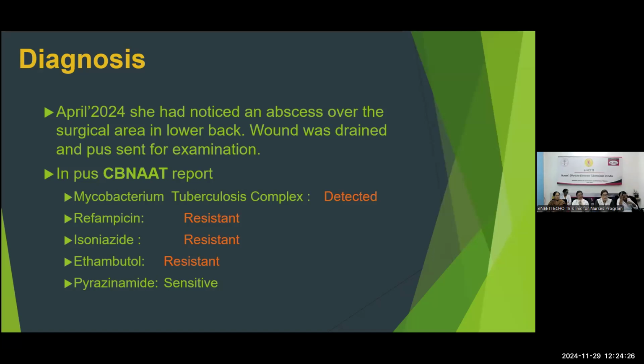From January to April, she was on medical leave. And again in April 2024, when she joined the institute and her activity increased, she noticed a small abscess over the surgical area where the surgery was done. She again consulted the hospital, and the wound was drained and the pus was sent for examination: culture, CBNAAT and LPA.